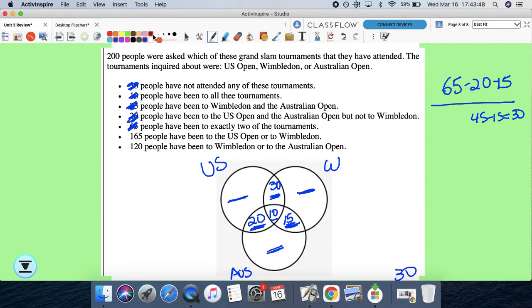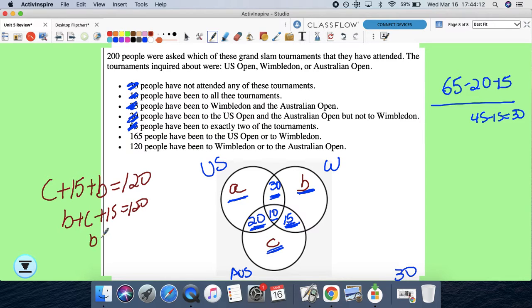So I guess I'm setting up equations again. So let's call this A, B, C. The 120 who have attended Wimbledon or Australian would be the C plus 15 plus B, and those three groups make up the 120. So let's put this alphabetically. So B plus C plus 15 equals 120. Subtract 15 from both sides, and we get B plus C equals 105. All right.